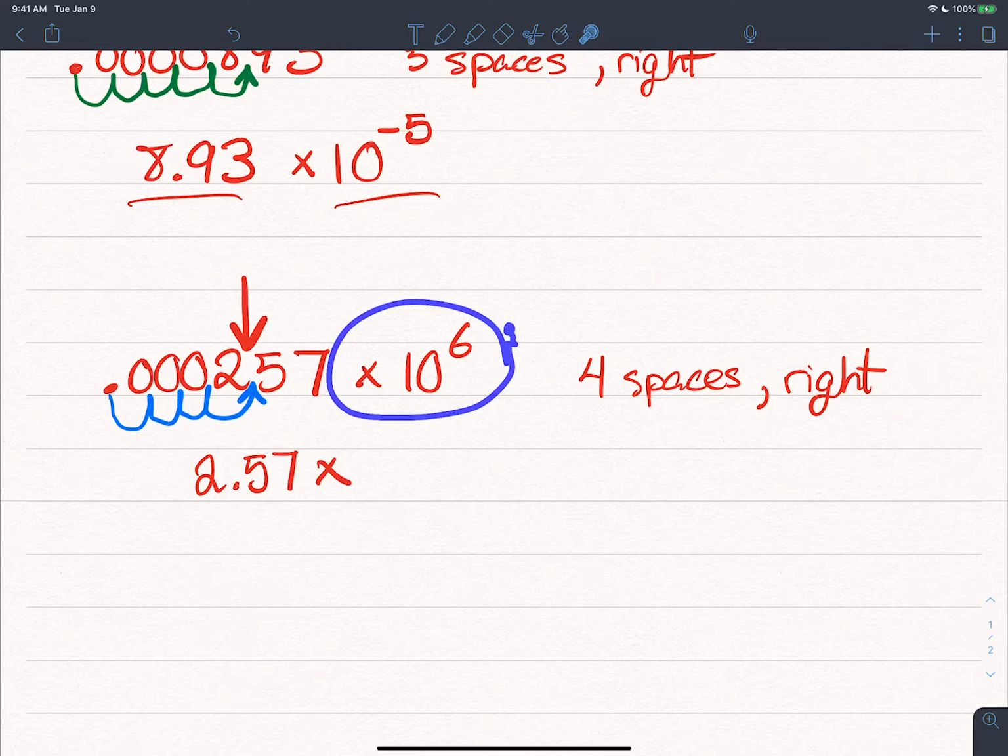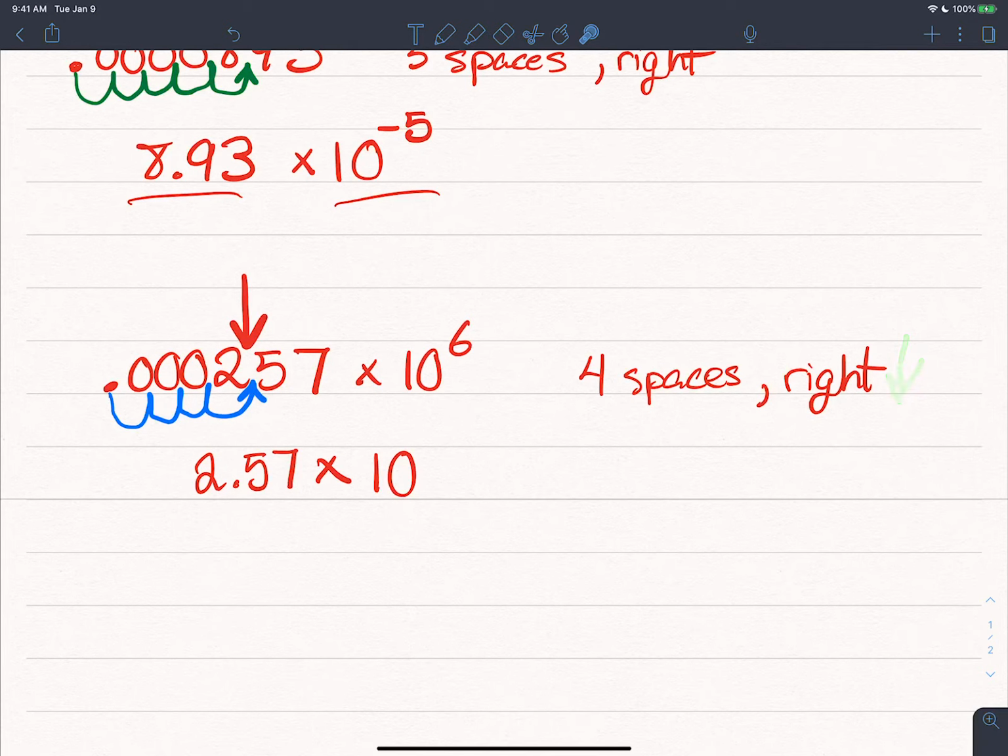In the other ones, we didn't have a power of 10. That's why we started at 0. But in this case, we already have a power of 10. So when we count, we're going to start at 6. So we have 10. We're going 6 and we're going to the right. The right is what direction? Down. So we go 6 and then we're at 5, 4, 3, 2. So we count down from 6.